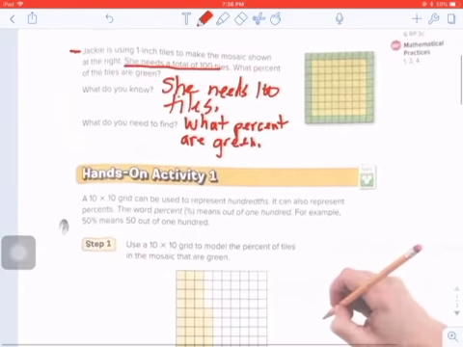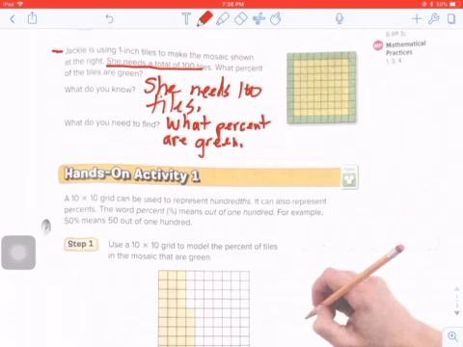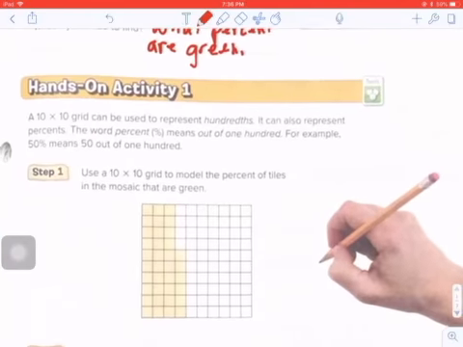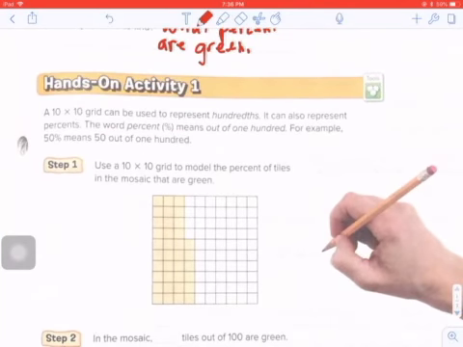Something you can do right now is pause the video and count in your book how many of those tiles are green. Then resume once you've done that. Hopefully you counted how many tiles there are. So I'm going to read where it says hands-on activity number 1.